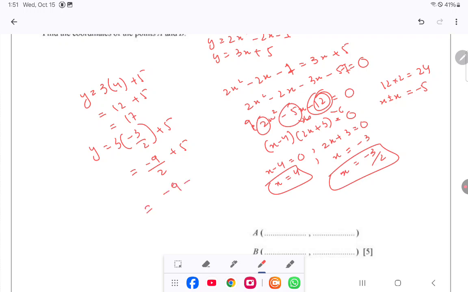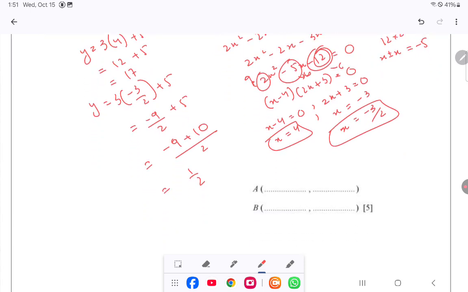5 into 10, 5 into 2 is 10 over 2. Solve it further, 1 over 2, 0.5. So on negative of 3 over 2, which is negative of 1.5, it will give you 0.5. On x is equals to 4, y gives the value of 17. This is our answer of A and B.